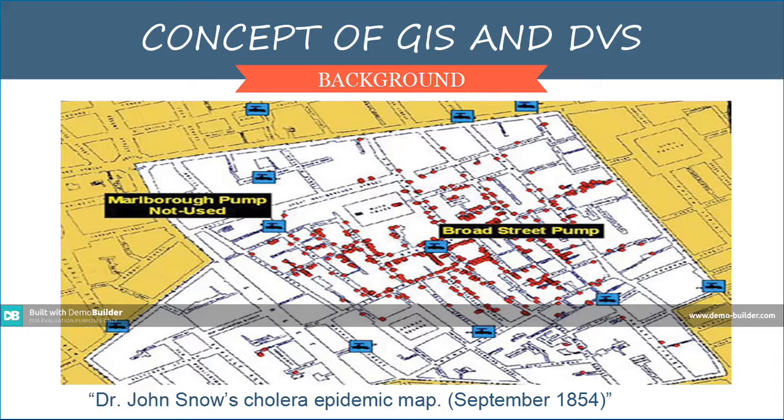GIS and DVS is not a new concept. Back in September 1854, Dr. John Snow determined the source of the cholera epidemic in London by marking the location of the home of each victim with a dot on the map. He also marked the locations of water pumps in the vicinity. Based on his study, it was found that the cholera victims all lived near and drank from the Broad Street water pump. The handle of the pump was then removed, which ended the cholera epidemic.